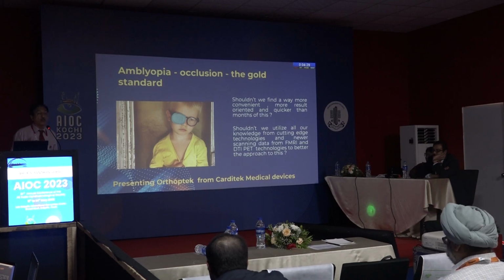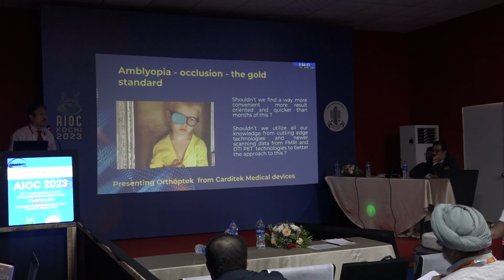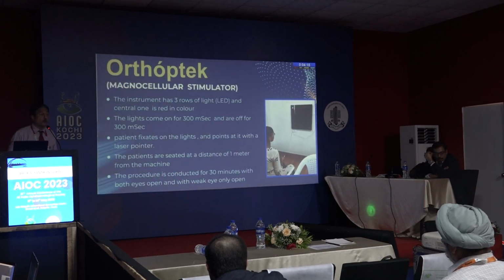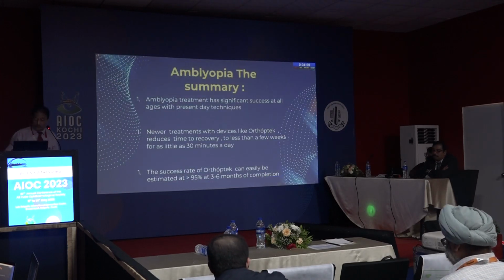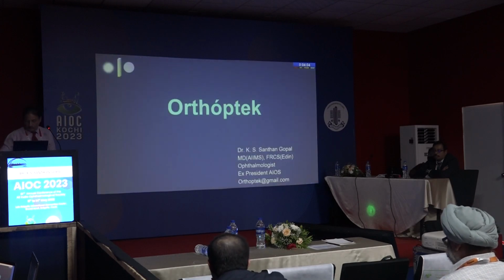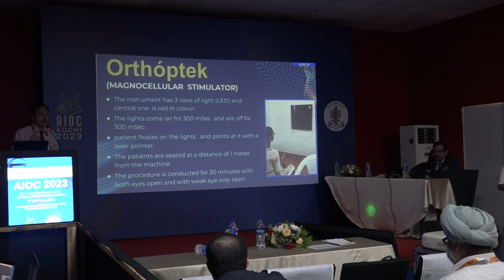Everybody will be shocked if I say the problem in amblyopia is in the parietal lobe and frontal lobe. They will say, what is he talking about? For that, you need to read the QR code, and in that, I have explained everything. So to prevent and treat amblyopia, we have devised a new technique called orthoptic. He will show you the machine also after the lecture.